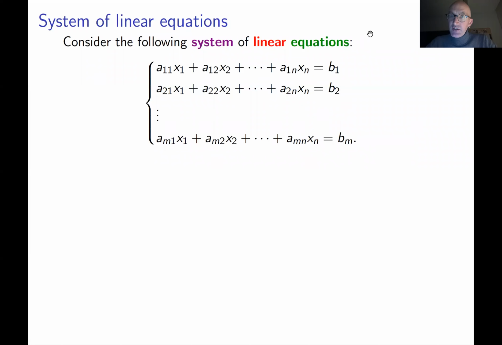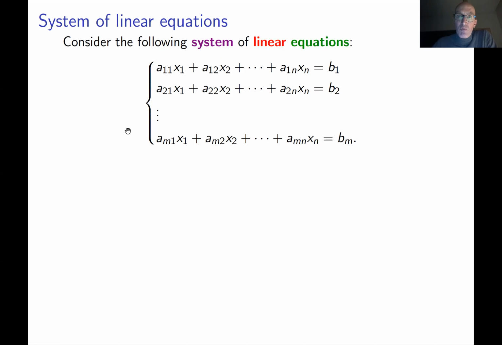A system of linear equations is a system of equations that looks like this. This is probably the simplest possible equations we can imagine. So here x1, x2, xn are unknowns, and a11, a12, amn are some real numbers, and b1, b2, bm are also some real numbers. We already met such systems of equations earlier in this lecture in the first part, and in lecture 1 in illustrations.